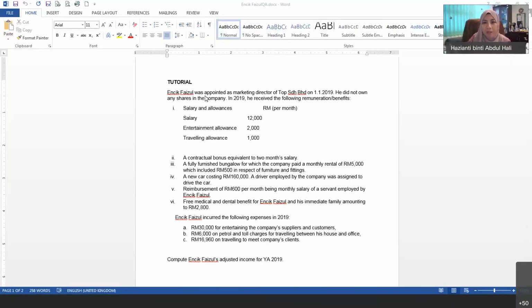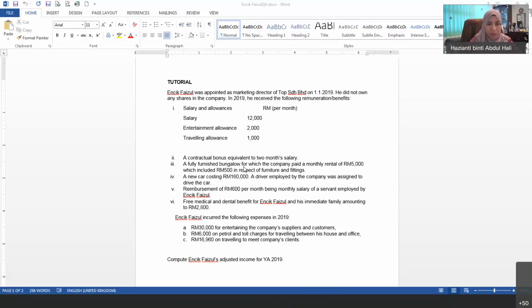We have here Encik Faizul, who was appointed as Marketing Director of Top Sendirian Berhad on 1st January 2019. He did not own any shares in the company. In 2019, he received the following remunerations. Salary and allowances are all per month figures: salary 12,000, entertainment allowance 2,000, travelling allowance 1,000. He also gets a contractual bonus equivalent to 2 months' salary.